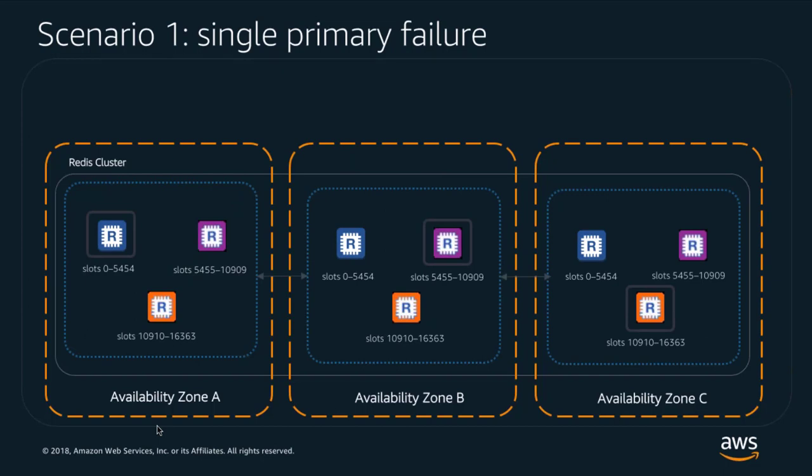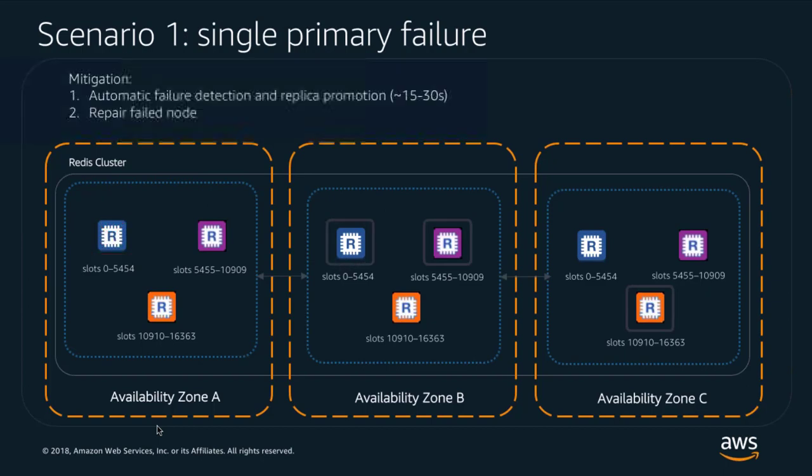So let's talk a little bit about what happens in case of failure. In this scenario, you have a 3-shard cluster. Each shard has 1 primary and 2 replicas, which are distributed across availability zones. Now, let's say a single primary fails due to an underlying hardware issue or needs to be replaced. In this case, the replica automatically gets promoted to become the new primary for that shard. And this promotion happens fairly quickly. You should see this happen within 15 to 30 seconds. And then the node that failed is automatically repaired.